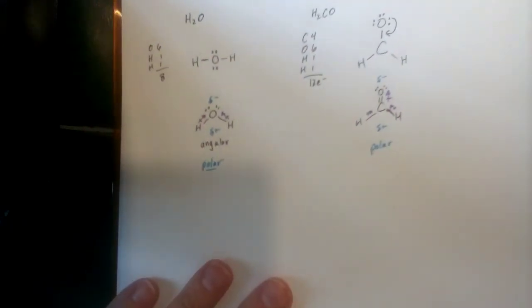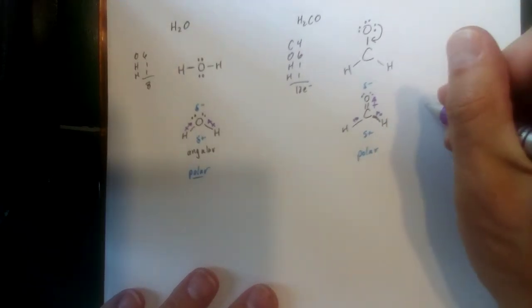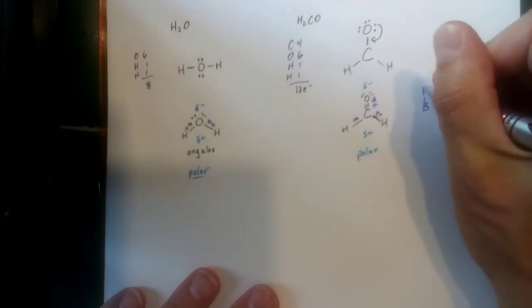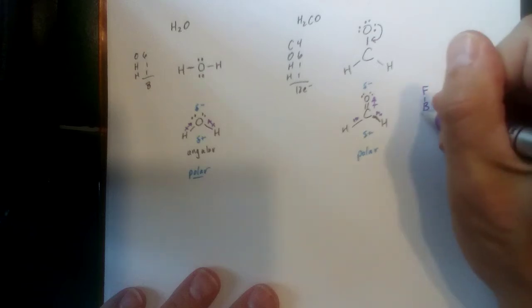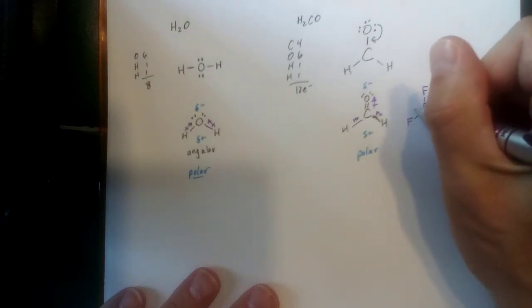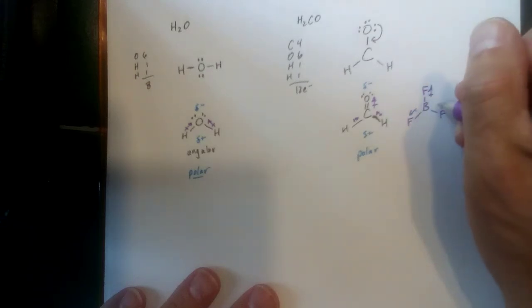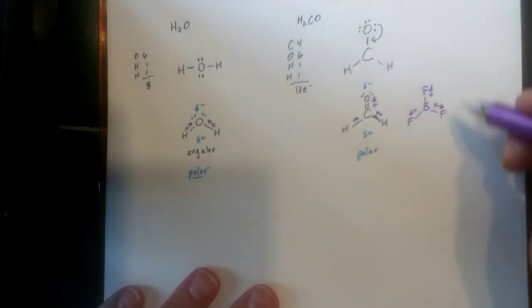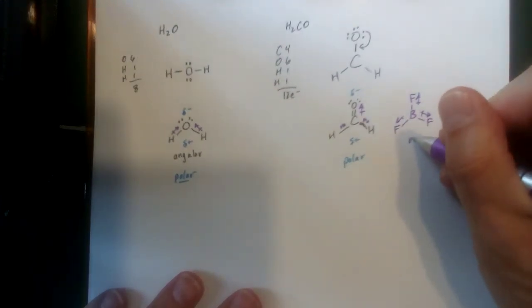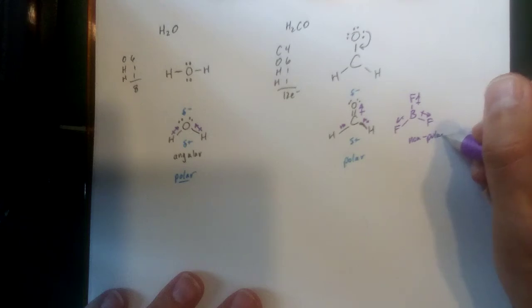Okay. A trigonal planar molecule like BF3 is symmetrical, and even though all those bonds are highly polar toward the fluorines, if all 3 of them are polar, they'll cancel out, and that will be nonpolar. So we need to watch for that as well.